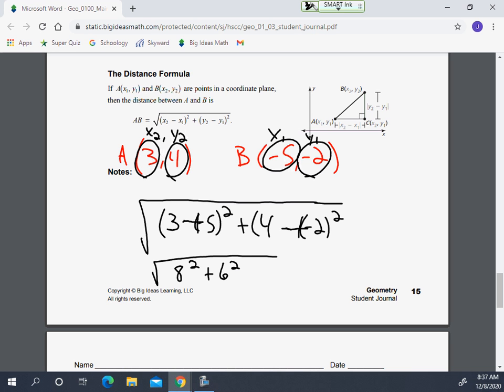That's equal to the square root of 64 plus 36, which is equal to the square root of 100, which is equal to 10, which is what we got. Okay? So you can turn triangle or segments into right triangles, or you can just use this distance formula.